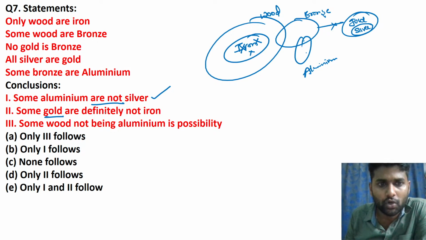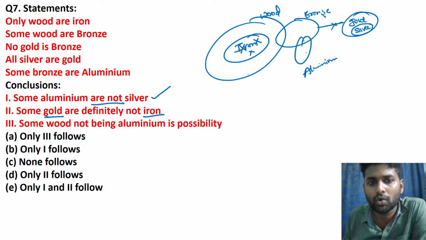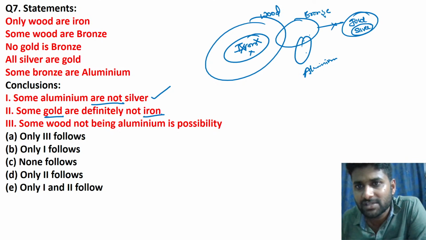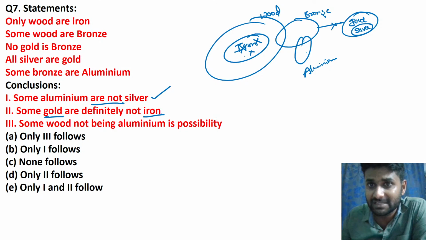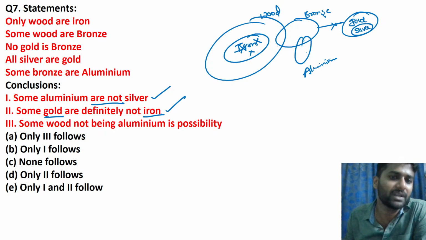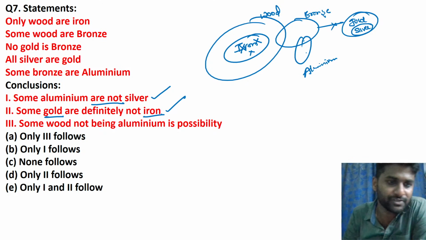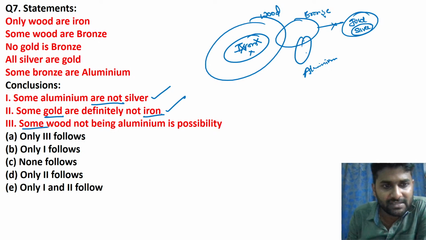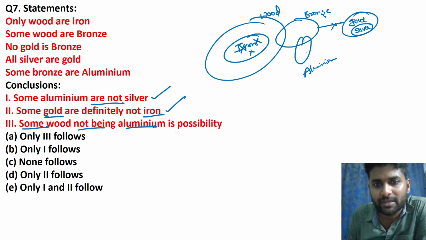Next one again, some not gold and iron. Just verify whether all gold can be iron or not, guys. Whatever the object, we cannot place it with iron. Why? Because iron belongs to the wood only. That's why we can't place all. We can't place some. So the conclusion says that some gold are definitely not iron. Absolutely follows.